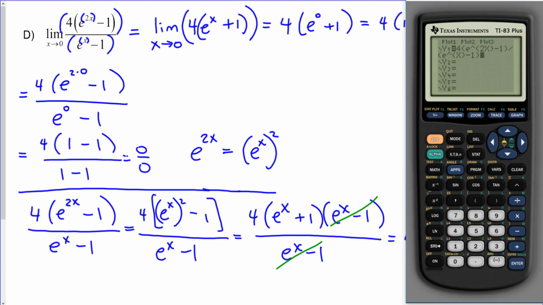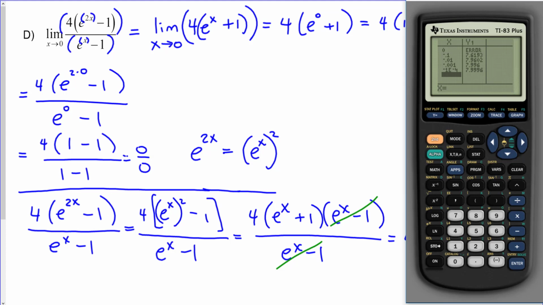Now, let's go to the table. If I start putting in values on my limit number, which is 0, if I put in 0, I get undefined, so I can't just plug in 0. But if I put in, say, negative 0.1, negative 0.01, negative 0.001, and so forth, look what's happening. I'm getting closer and closer to 8.